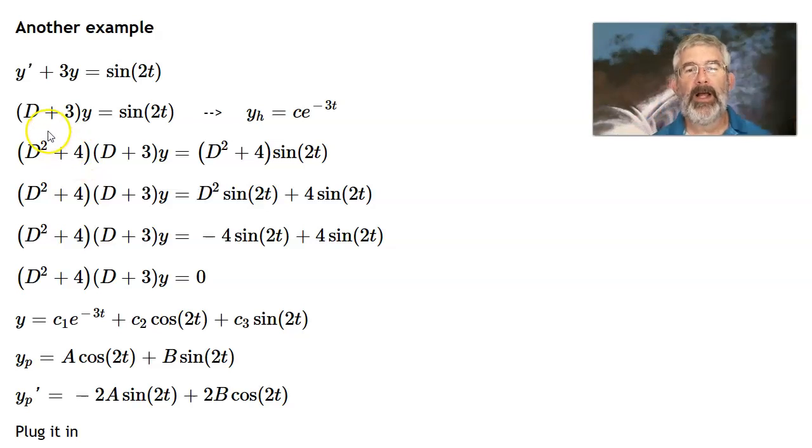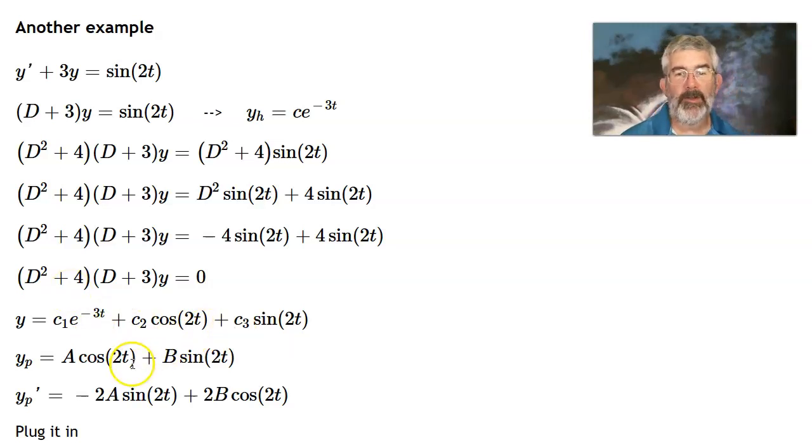So if I apply D squared plus 4 to both sides of this, then the right-hand side is annihilated. Here I actually do the calculations written out, and you can see that, sure enough, the D squared plus 4 does annihilate the sine of 2t. And now I'm looking at a homogeneous equation, and the solution would look like the D plus 3 would give me the e to the minus 3t, and the D squared plus 4 would give me a cos 2t and a sine 2t.